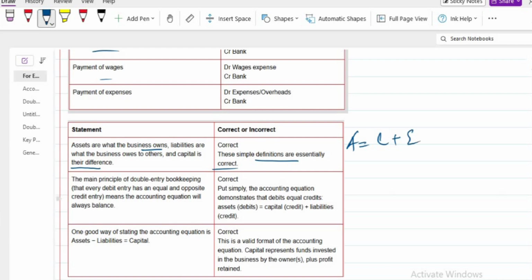So correct. Put simply, the accounting equation demonstrates assets, debit; capital, credit; liabilities, credit. One good way of stating the accounting equation is assets minus liabilities. So it's a very simple formula of the accounting equation. Capital represents the investment in the business and assets. So this is the end of the lecture, and we have discussed this in detail. Thank you.